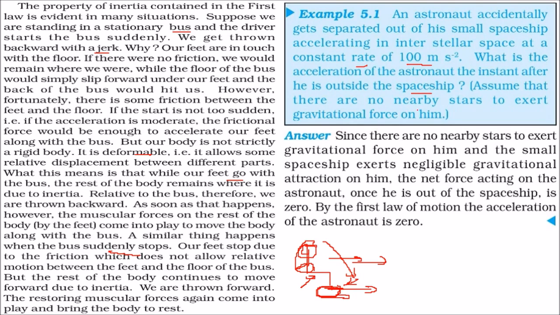We have presumed that there are no nearby stars that are going to exert gravitational forces on him. And since there are no nearby stars to exert gravitational force on him, and this small spaceship exerts very little or negligible gravitational pull, the net force acting on the astronaut when he comes out of the spaceship is zero. And we know by the first law of motion, the acceleration has to be zero.